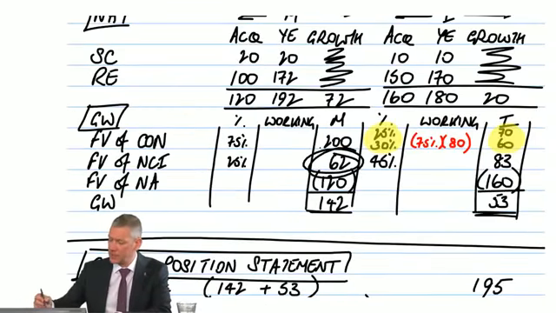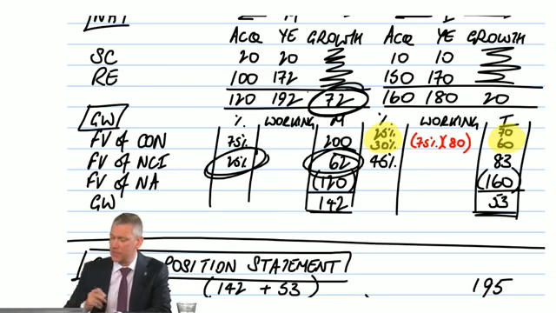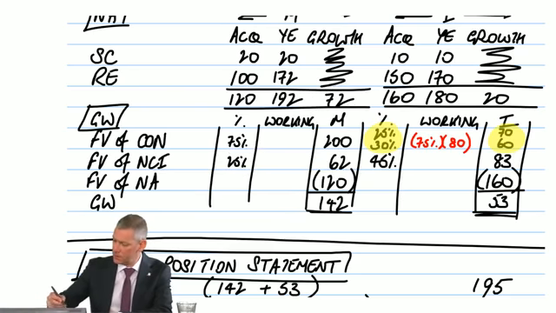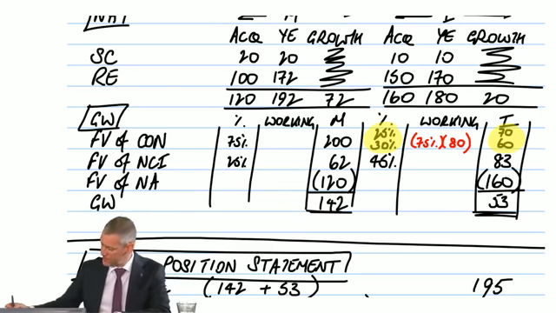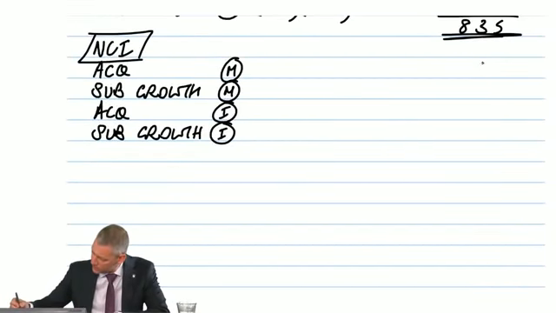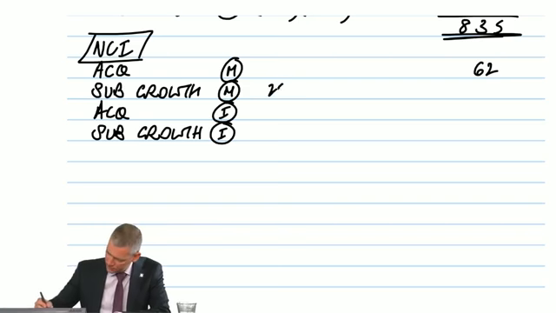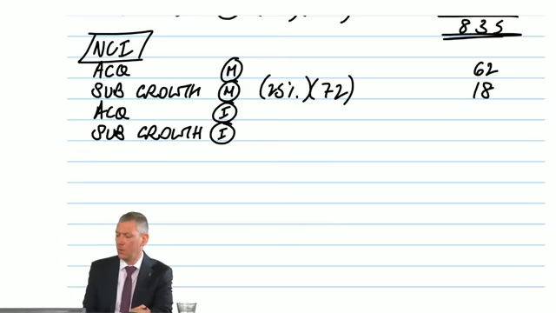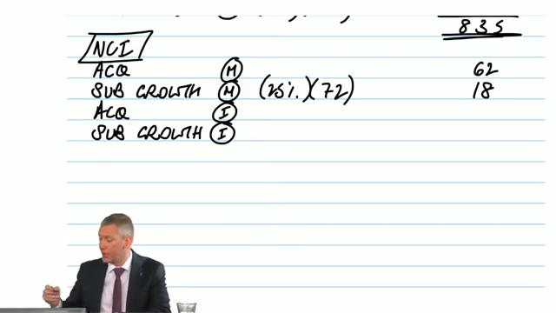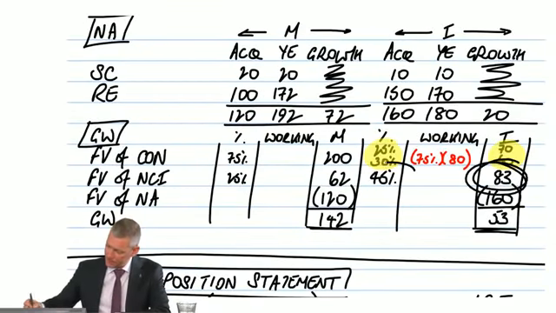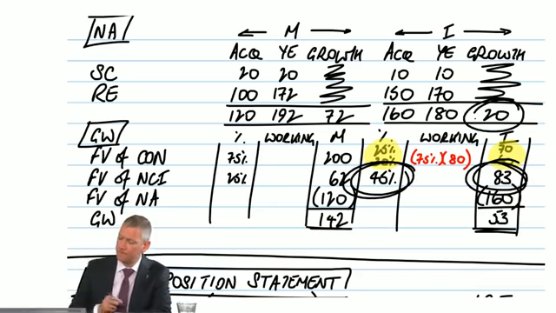So it's 62 plus 25% of 72. And same kind of deal with the other one: 83 plus 45% of 20.